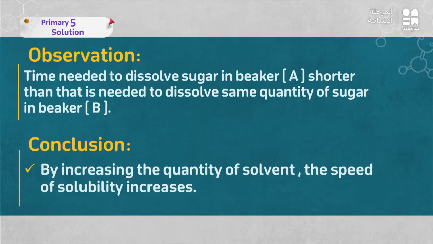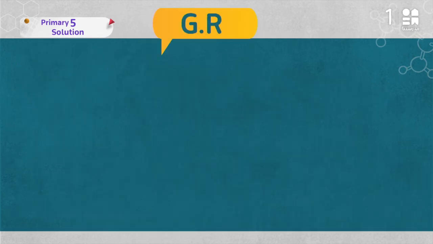هناخد وقت أقل، يعني أسرع وقت أقل في بيكر A عشان يحصل dissolve للشوجر في الووتر. So we can conclude from this activity that by increasing the quantity of solvent, كل ما نكتر ال amount of the solvent, the speed of the solubility increases. سرعة ال solubility بتزيد، بيبقى أسرع، يبقى بياخد time أقل. أوكي، طيب يبقى دلوقتي عرفنا that as the quantity of the solvent increases, the solubility speed also increases.